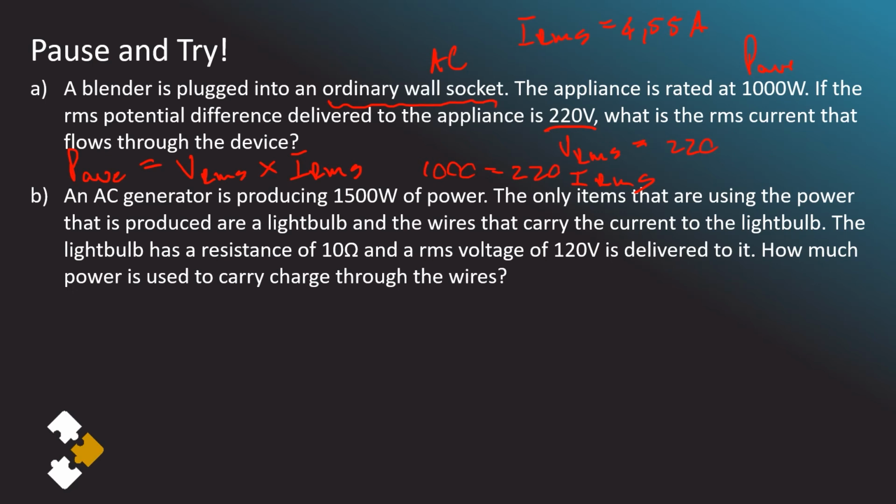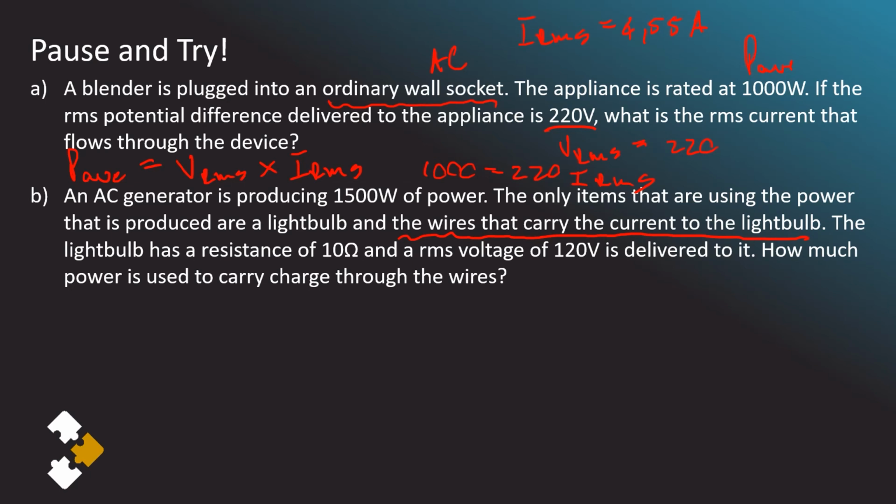Right, so then for the next one here, we've got an AC generator and it's producing 1500 watts of power. Now, the only items that are using the power that is produced are a light bulb and the wires that carry the current to the light bulb. So this is quite interesting because usually we are told to ignore the resistance of wires, which means that basically energy or current moves through them for free without an energy penalty. No energy is used to move the current through the wires, and that's a bit of a simplifying assumption.